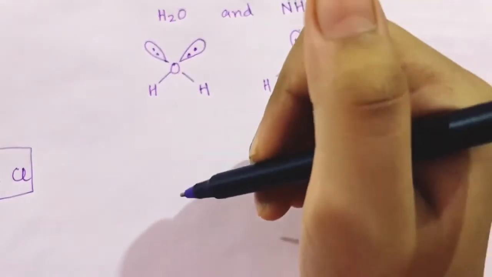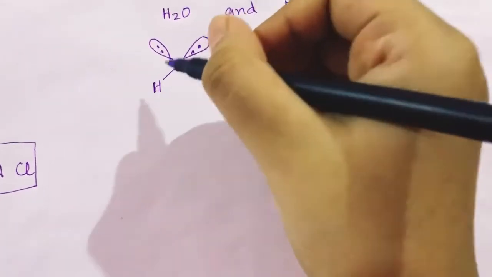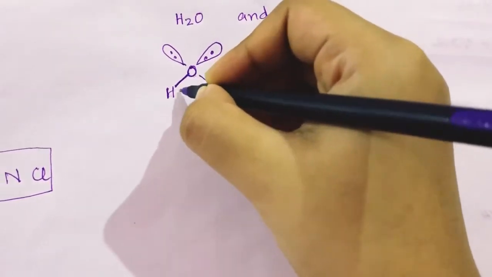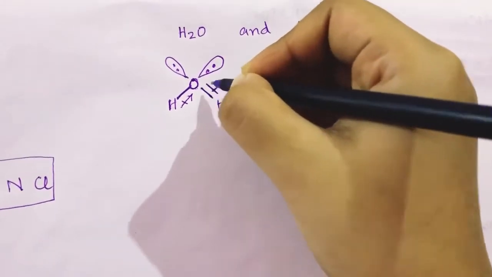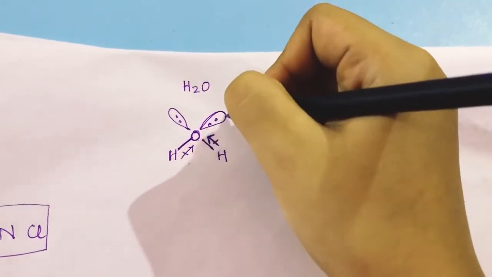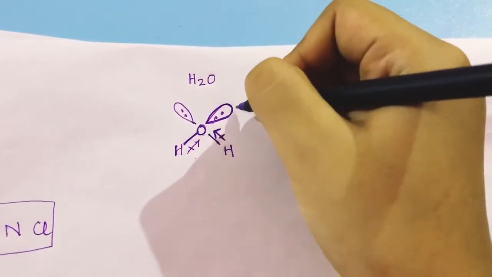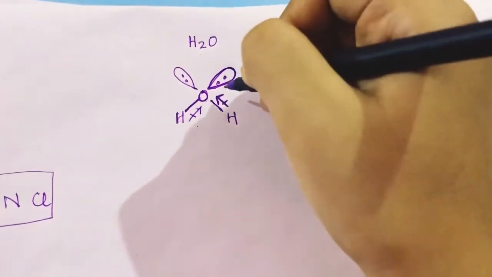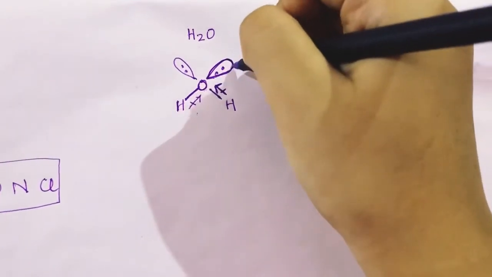So here oxygen is clearly more electronegative than hydrogen. Therefore, the direction for the dipole moment will be in this way, and in here it will be in this way. Okay, and whenever there is a lone pair present, the dipole moment direction always goes in the direction of the lone pair. Listen to this point carefully.